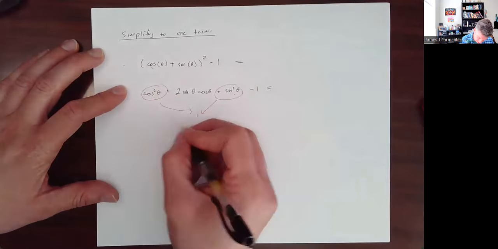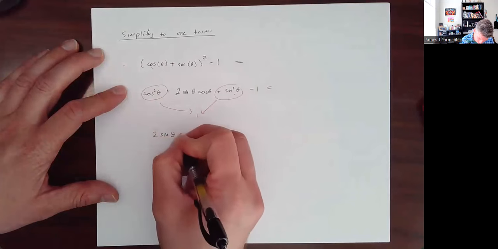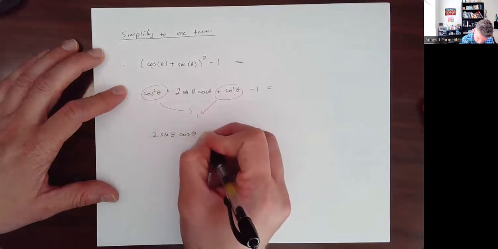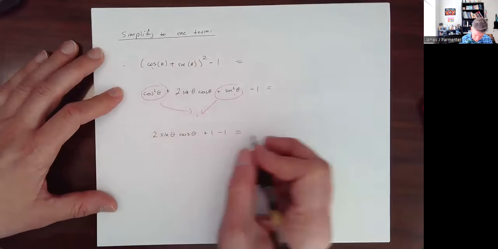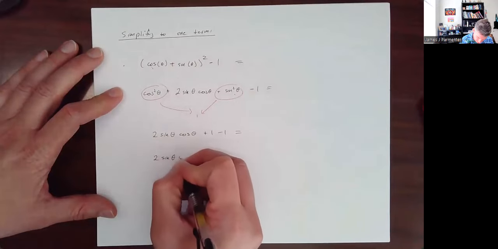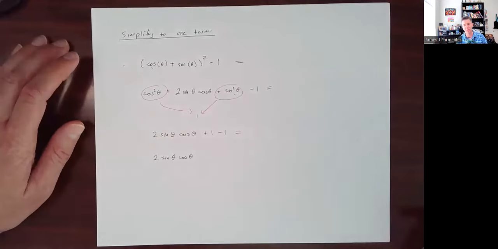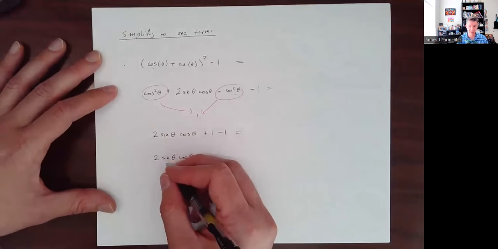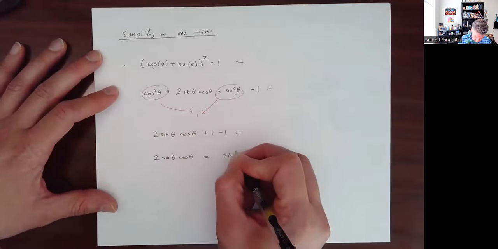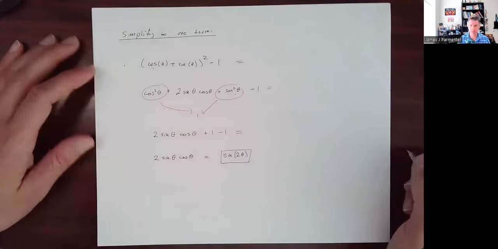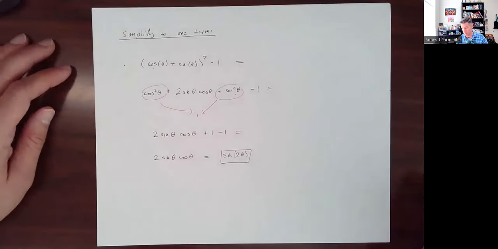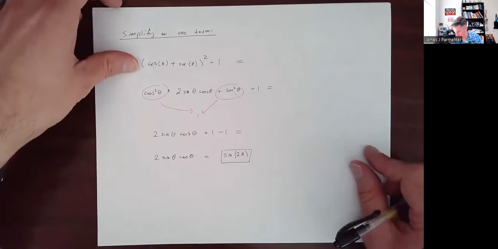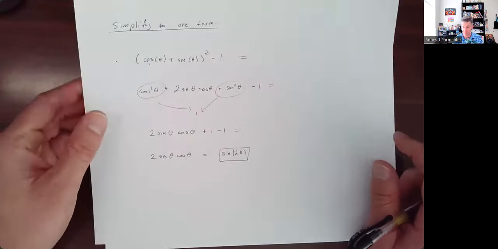So if I add these together, that's going to give me a 1. So what I really got now is 2 sine theta times cosine theta plus 1 minus 1. But the ones cancel, and we're left with just 2 sine theta cosine theta. But I still haven't really met the requirement of simplifying this down to one term. But then I can remember, oh, 2 sine theta cosine theta is equal to sine of 2 theta. So that would be the answer I would be looking for here. Let's do a couple more examples, and there's a couple more interesting things I want to show you. All right, let's do 2 more of these.